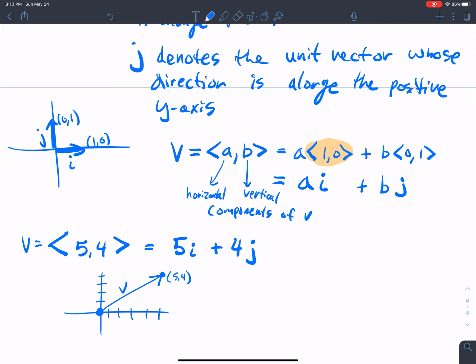The difference: this is a point, this is a vector. So be careful, those two things are different.